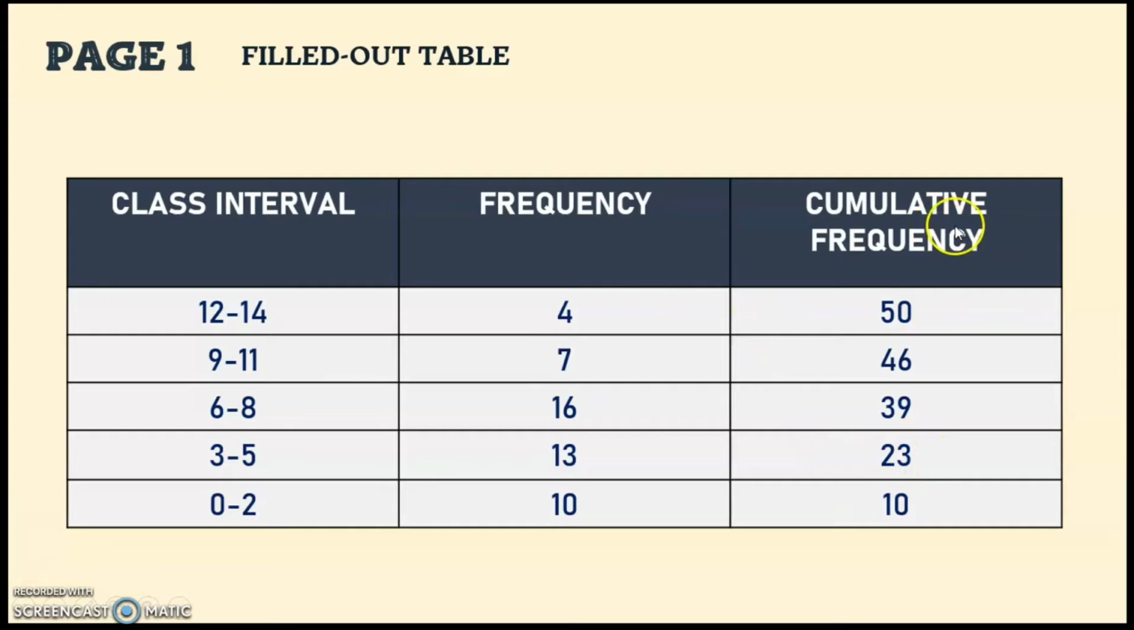And also, we have the cumulative frequency. So, begins with 10. Followed by 23 because 10 plus 13 is 23. 23 plus 16 is 39. 39 plus 7 is 46. 46 plus 4 is 50. So, ito yung sinabi ko kanina, no, that the highest cumulative frequency should be 50. So, that's for page 1.